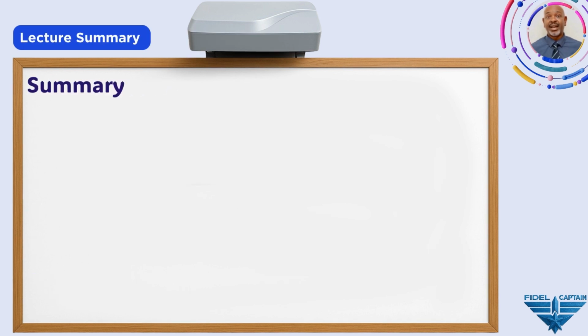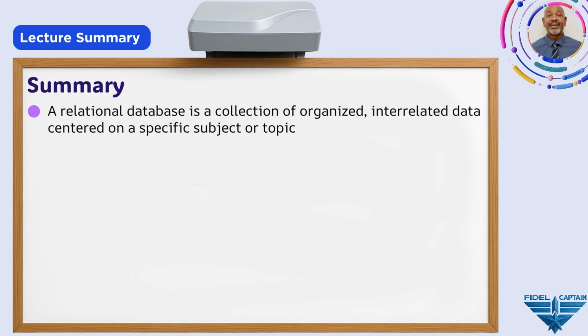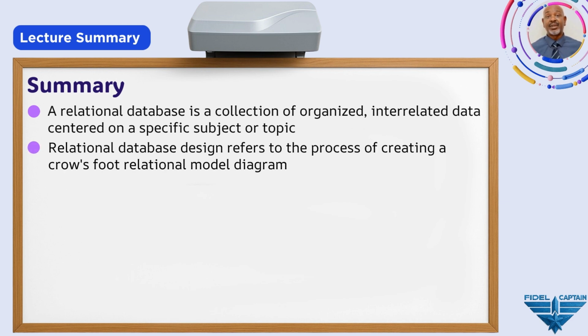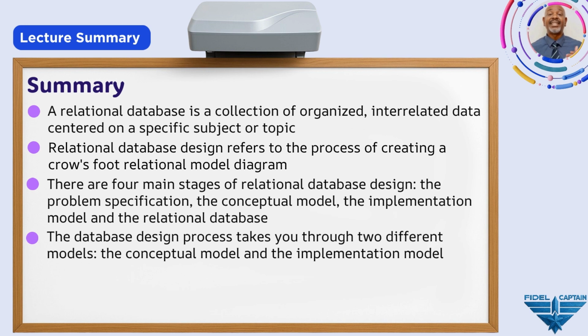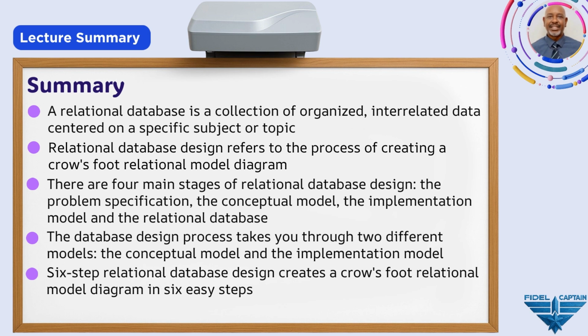Here is a summary of what we covered in this lecture. A relational database is a collection of organized, interrelated data centered on a specific subject or topic. Relational database design refers to the process of creating a crow's foot relational model diagram. There are 4 main stages of relational database design: the problem specification, the conceptual model, the implementation model, and the relational database. The database design process takes you through 2 different models, the conceptual model and the implementation model. 6-step relational database design creates a crow's foot relational model diagram in 6 easy steps.